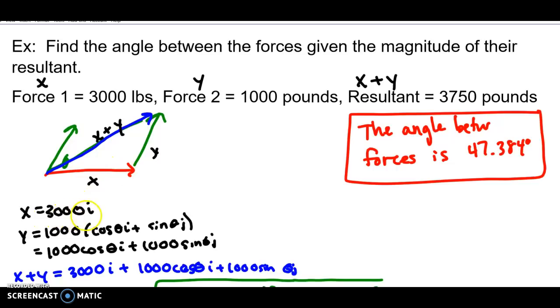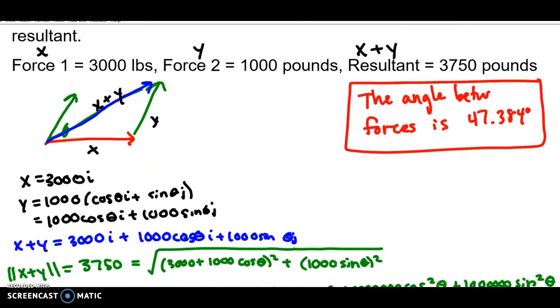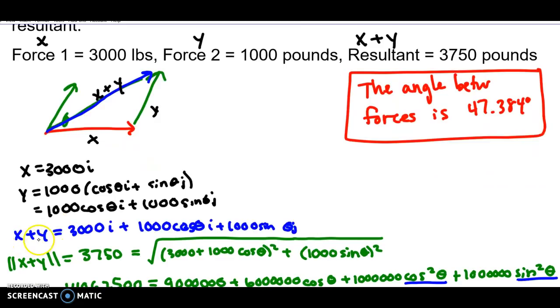So x is 3000 i, right? Because we know that the angle would be 0, so there's no y component. For y, that's going to be 1000 because that's the magnitude, cosine theta i plus sine theta j, which I just distributed the 1000. So when I find my rectangular form for x plus y, I add these two together.